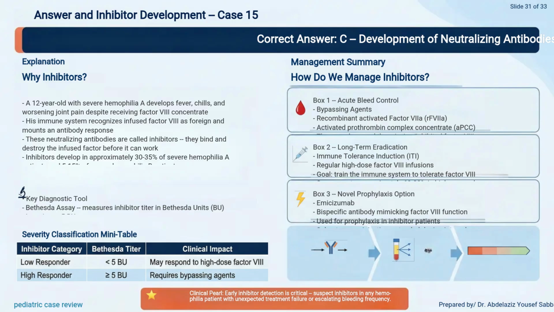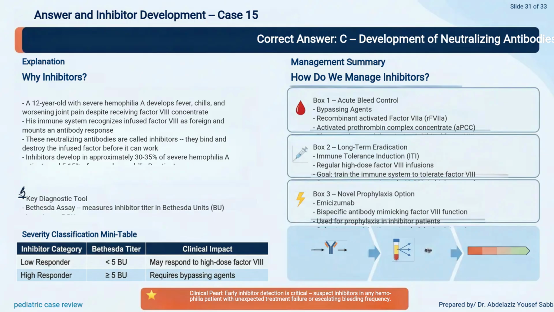Inhibitors develop in approximately 30 to 35% of severe hemophilia A patients and 5 to 15% of severe hemophilia B patients. They are clinically suspected when standard factor replacement fails to control bleeding. The key diagnostic tool is the Bethesda assay, which measures inhibitor titer in Bethesda units. Low titer is less than 5 Bethesda units and high titer is 5 Bethesda units or more.